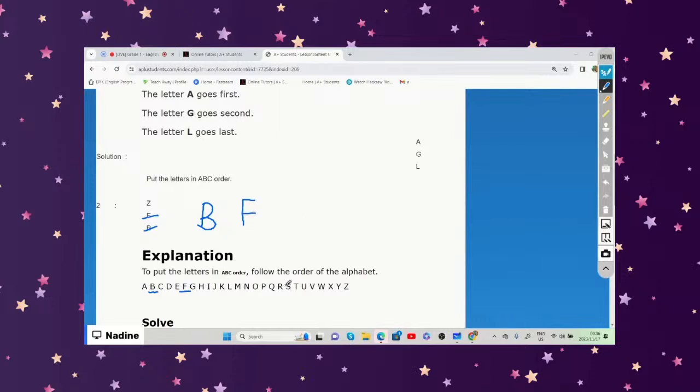Then it means that Z is the last letter of the alphabet. So it's B, F, and Z. And then we're also following the order of the alphabet, right? And that is why I specifically made little lines under it, so that we can find it first on the alphabetical list.